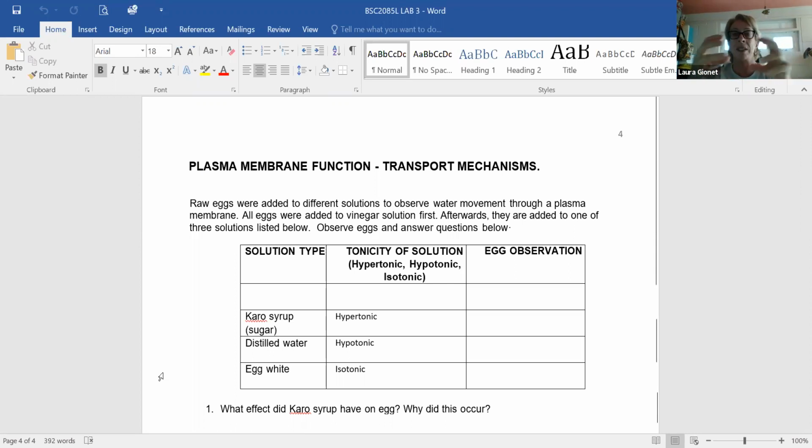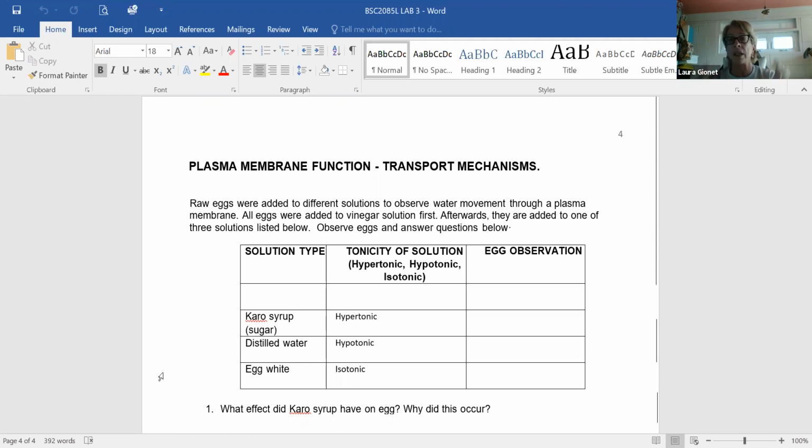We had eggs that sat in certain solutions. And so you would expect that if you have a hypertonic, hypotonic, or isotonic solution, that solution outside of it is going to affect whether water enters the cell, gets drawn out, or has no particular effect whatsoever, right? So all the eggs were added to a vinegar solution. Then afterwards, they were added to one of the 3 solutions listed below, observe the eggs and answer the questions below.